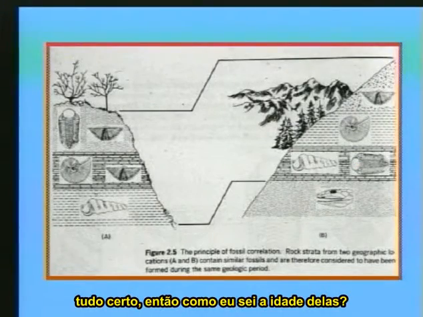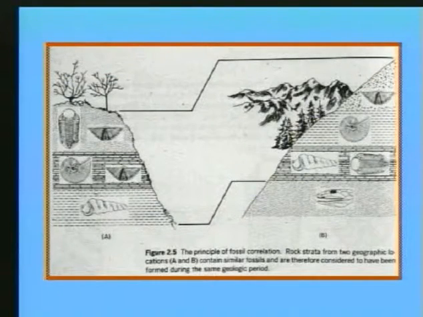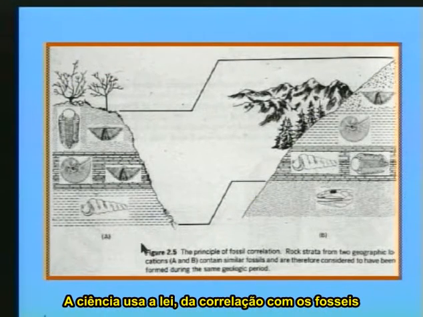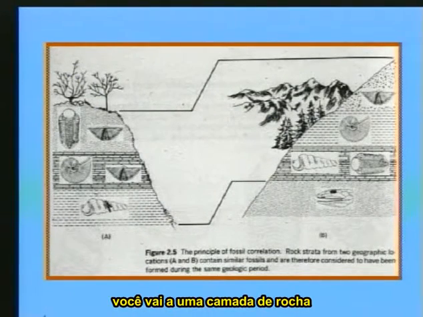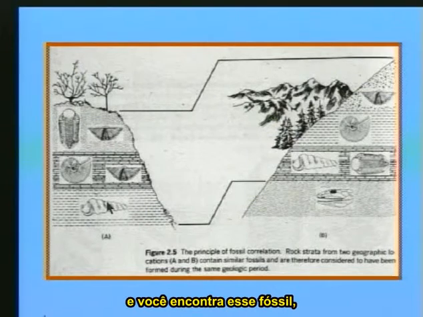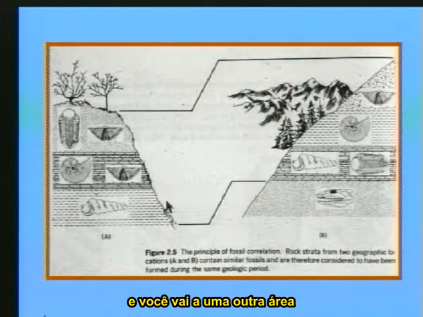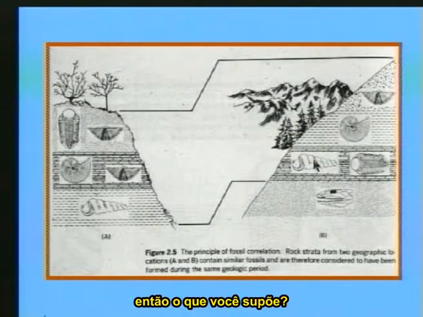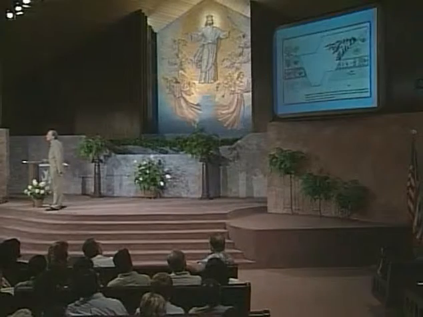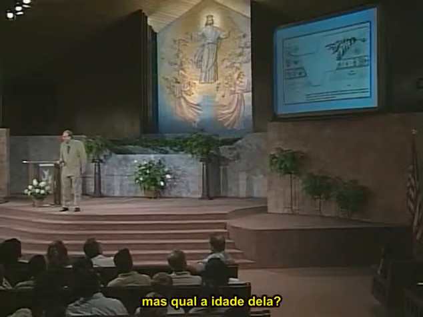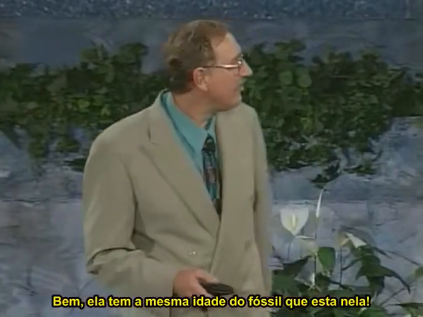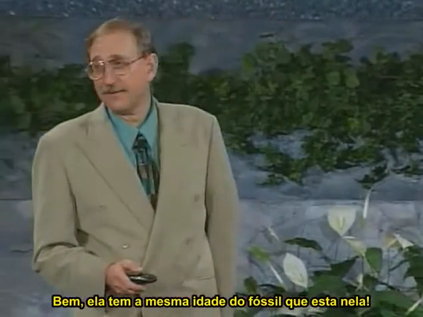All right, so how do I know how old they are? Well, science uses the law of fossil correlation in sedimentary rock. So, for example, you go to a rock layer, and you find this fossil. And you go to another area, and you find the same fossil. Then what do you assume? That they are the same age. So how old are they? Well, they're as old as the fossil within them.